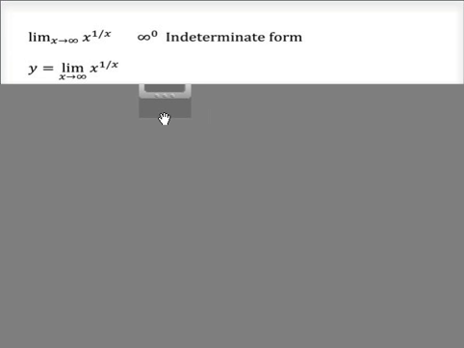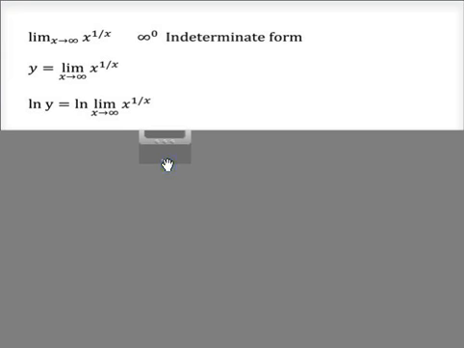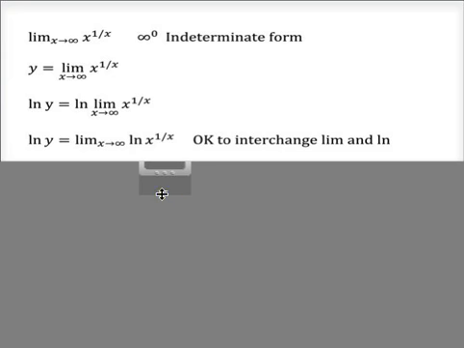So the long way of doing this is to write this as an equation, y equals the limit of our function. And then I'm going to take the natural log on both sides of the equation. So that's all I did here. I took the natural log here and I took the natural log here. And now I'm just going to rearrange some stuff. I want the limit on the outside and the natural log right next to my function. So it is okay to interchange these.